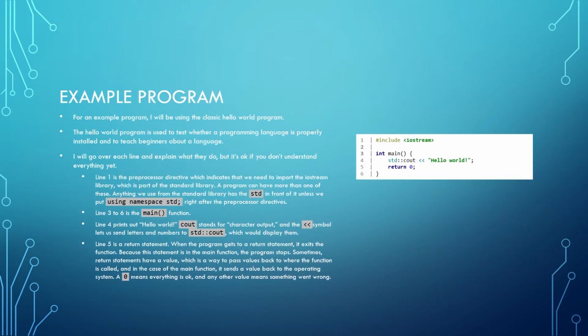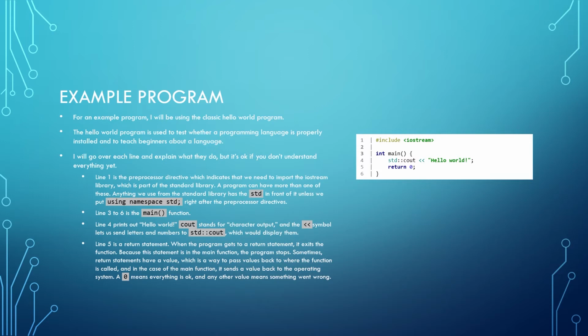For an example program, I'm going to be using the classic Hello World program. I'm using an example program here to let you have a feel of what the structure of a C++ program looks like. This is basically one of the simplest programs you can ever write in C++, and the Hello World program is used to test whether a programming language is properly installed and to teach beginners about a language. So that's why I'm using this to teach you guys about C++. I'll go over each line and explain what they do, but it's okay if you don't understand everything yet.